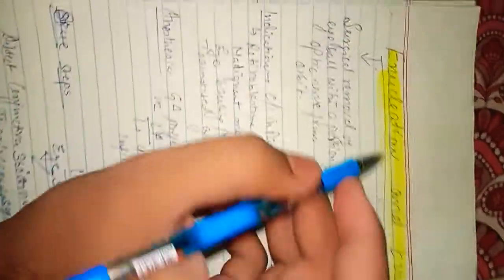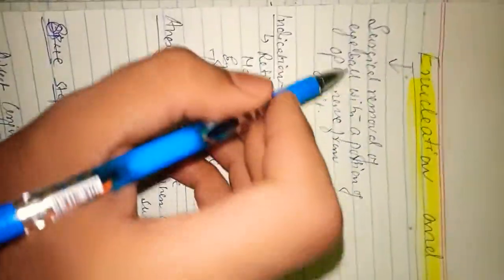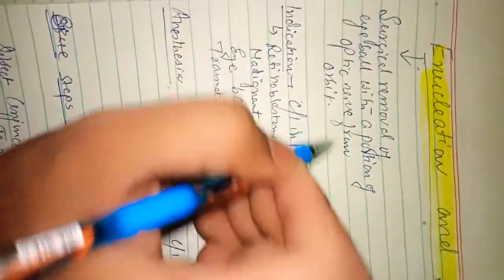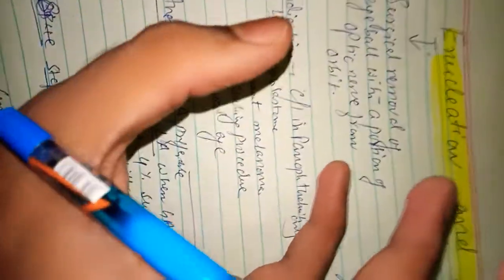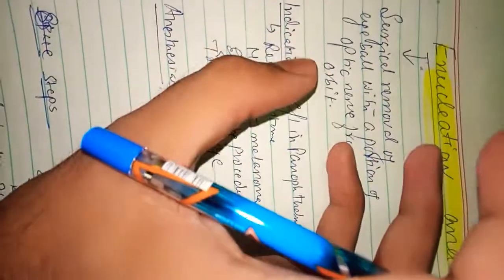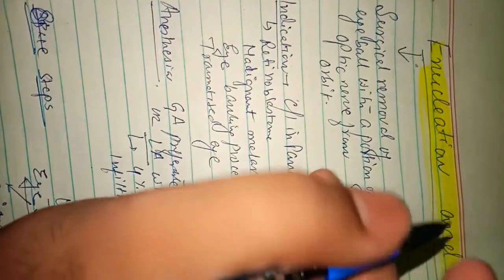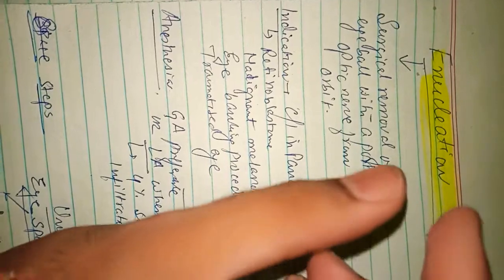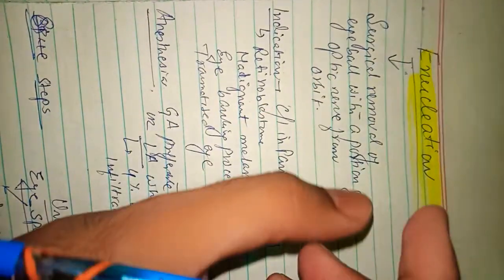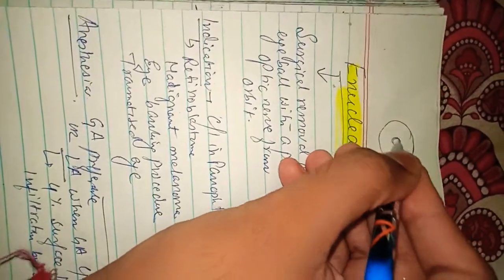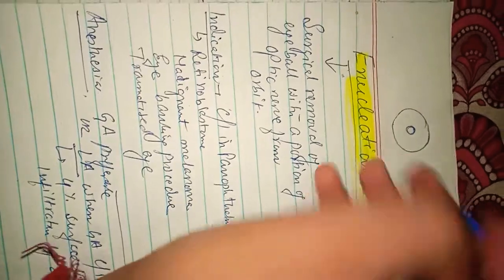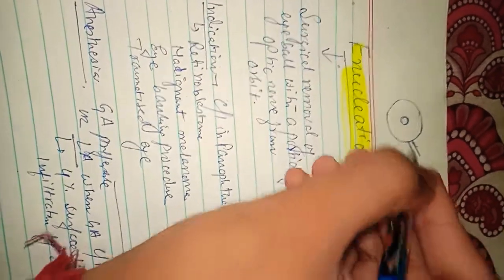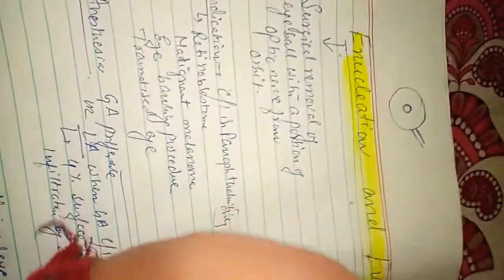Enucleation and evisceration. Enucleation is the surgical removal of the eyeball with a portion of the optic nerve from the orbit. So enucleation means the eyeball is surgically removed and an optic nerve stump is kept remaining in that area. That is, the whole eyeball, the whole globe is removed and the optic nerve is kept aside.